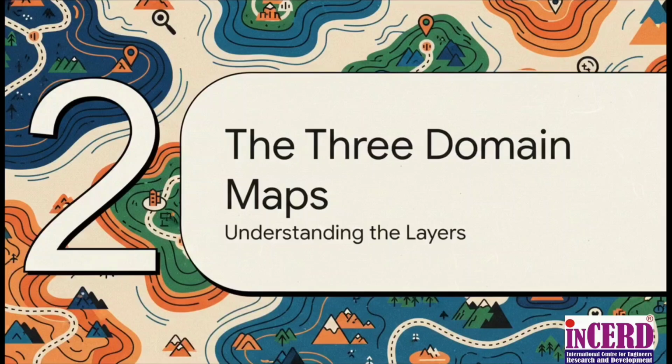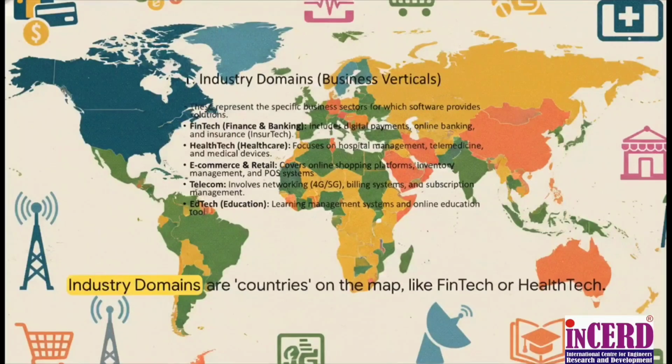All right, so now we know what a domain is. Let's explore our 3 maps in a little more detail. Each one is going to give us a unique view of the landscape and help us figure out exactly where we might fit in. First up, industry domains. The absolute best way to think about these is like different countries on a world map. So you've got the country of FinTech, which is all about money and banking. Over here, you've got HealthTech, focused on, you guessed it, healthcare. And just like real countries, each one has its own culture, its own problems to solve, and its own needs.